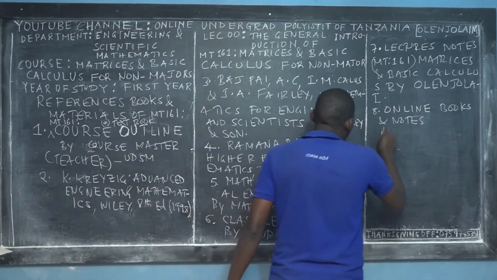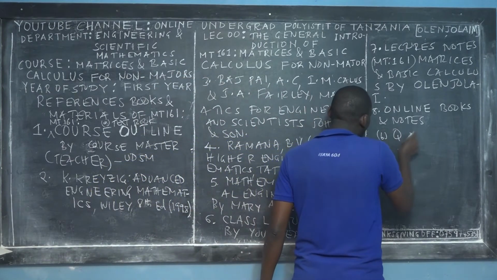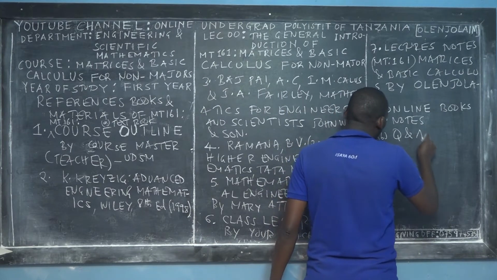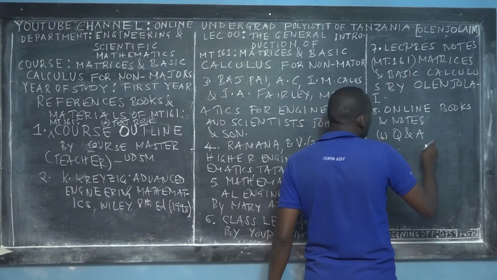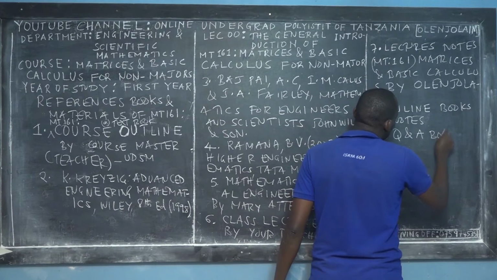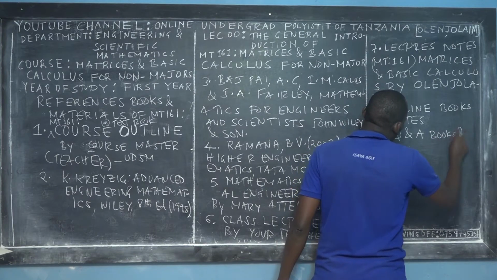Now let us go to part B, the reference material which I call question and answer books and writing material.